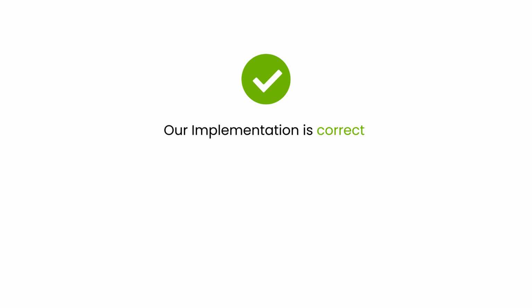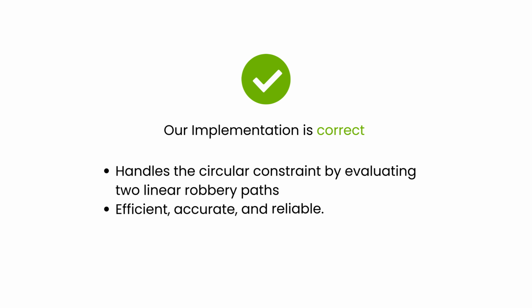Wrap up. So, our implementation is correct. The algorithm successfully handles the circular constraint by evaluating two linear robbery paths, efficient, accurate, and reliable.